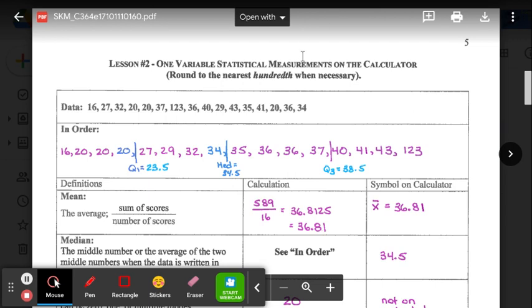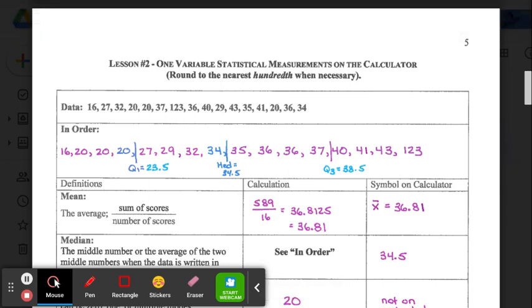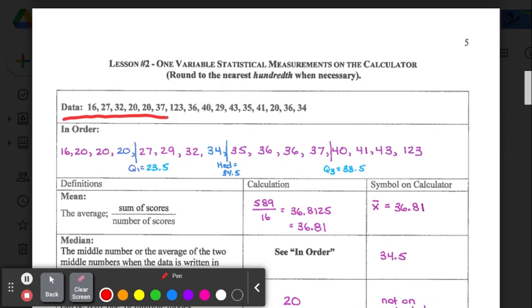So today we're working on lesson number 2. We're doing one variable statistical measurements on the calculator. One variable just means we have one chunk of data, like one topic. So what we're starting with here, there's our data.